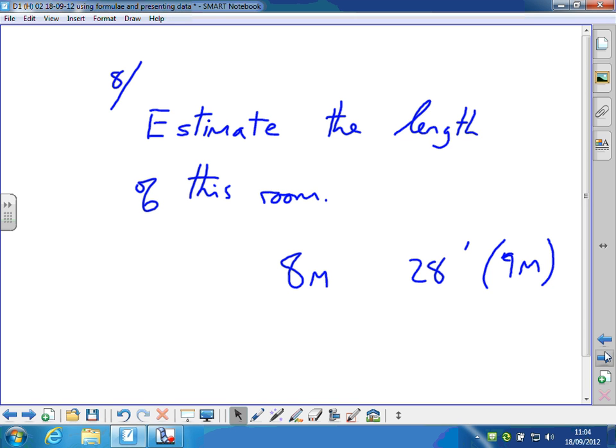Okay. Well, there's only one way to find out. Measure it, but I'm not going to actually measure it. A pace. A good stride is a meter. So.